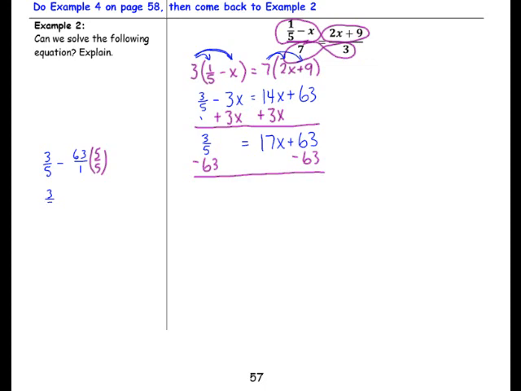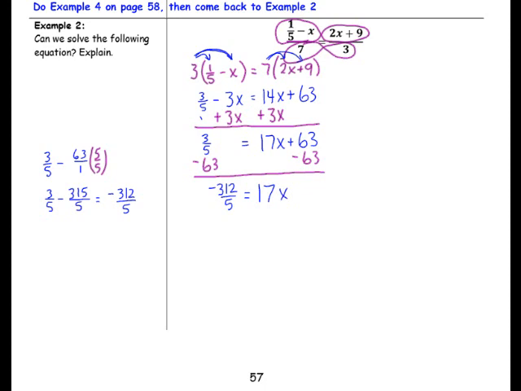This gives me 3/5 minus 63 times 5 is 315. 1 times 5 is 5. 3/5 minus 315/5 is equal to negative 312/5. The left side of my equation simplifies to negative 312/5. The right side simplifies to 17x.